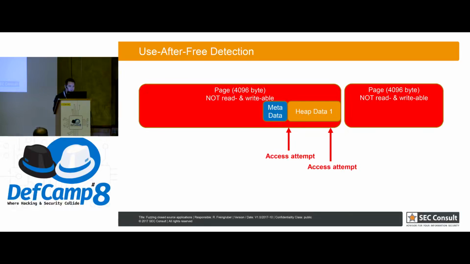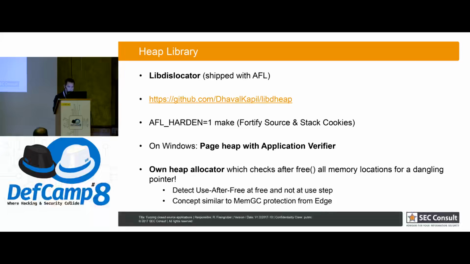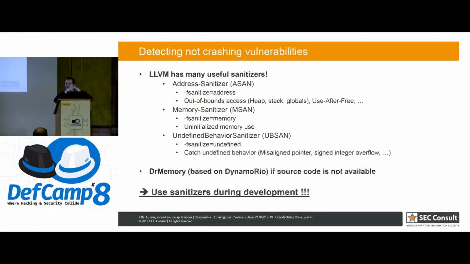For Linux you have libdislocator, which is shipped with AFL. For Windows you have PageHeap with Application Verifier, but I recommend that you write your own heap allocator because you can do additional stuff there. For example, one big problem is in the use after free bug: you allocate memory, you free it, and after that you just use it, the use step.